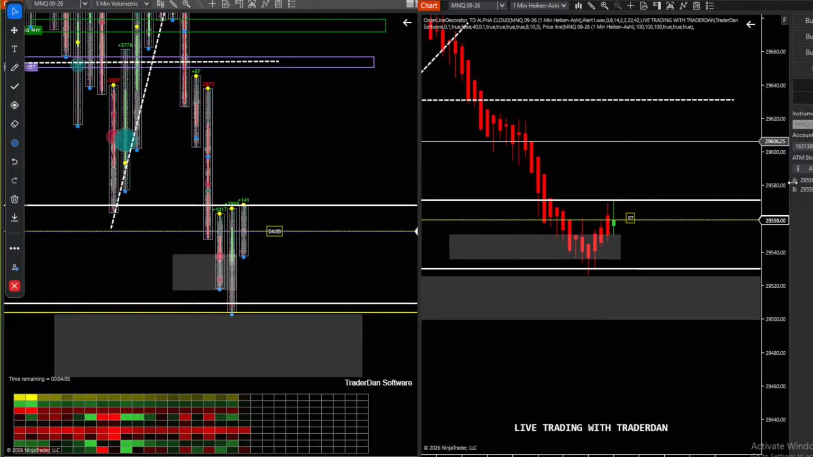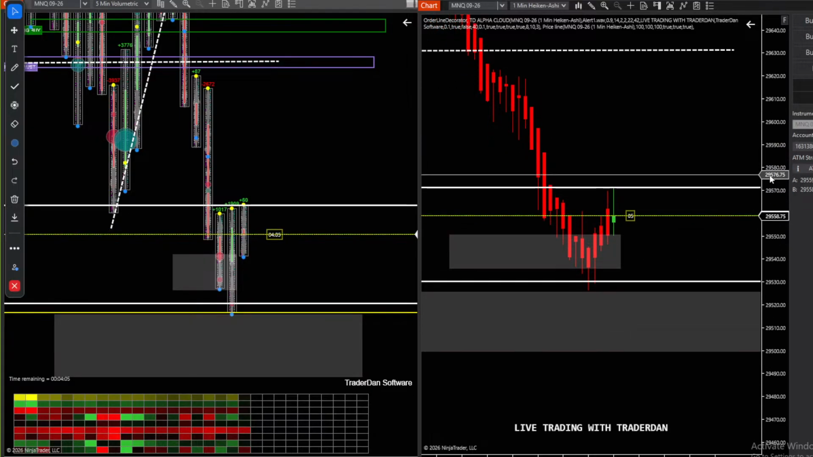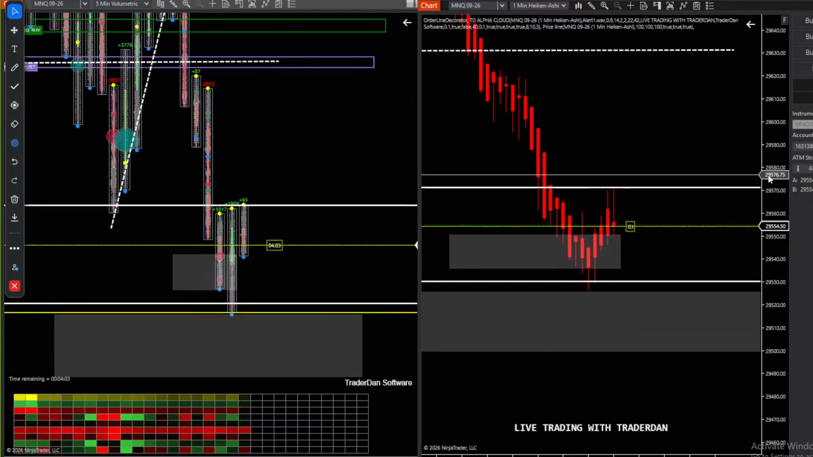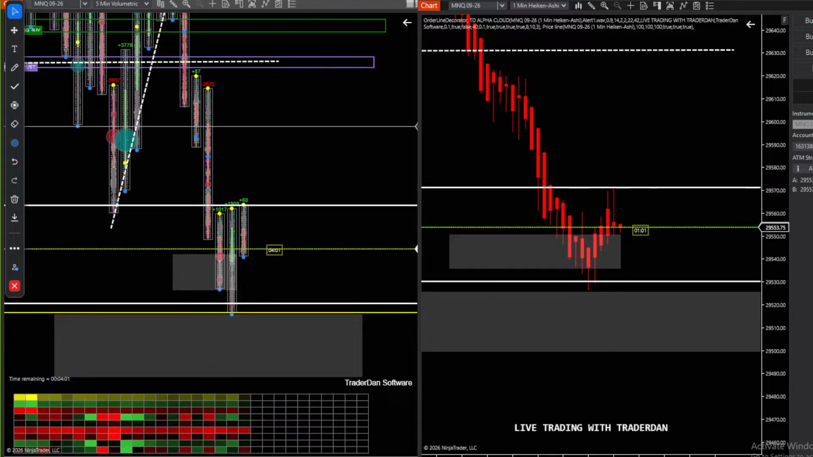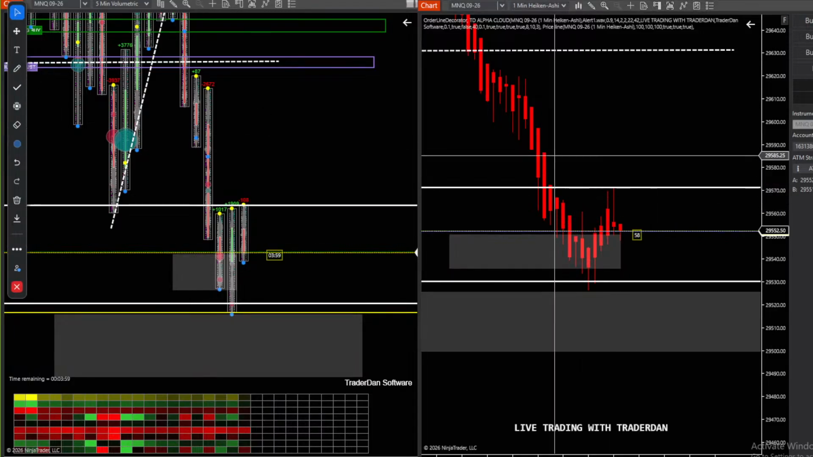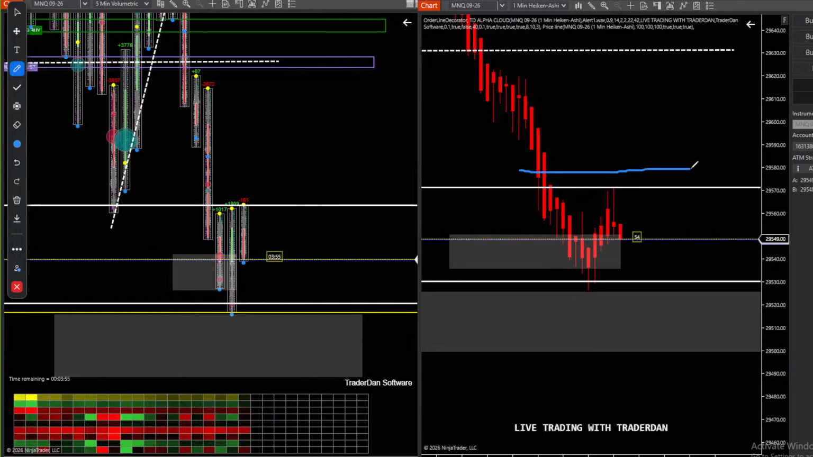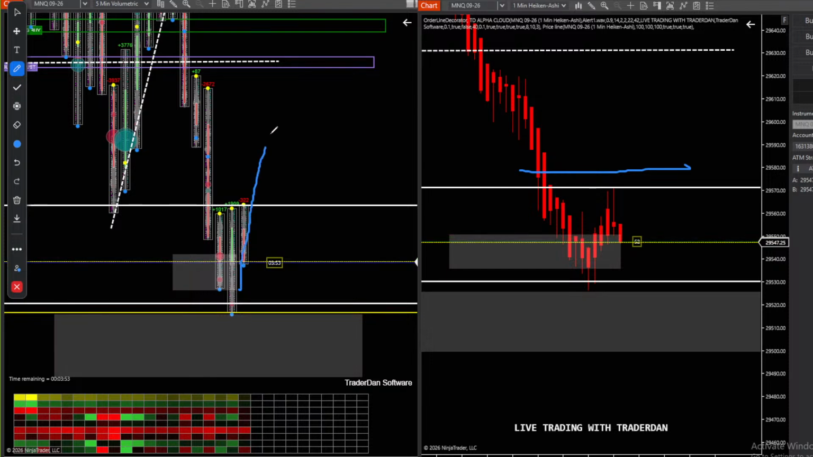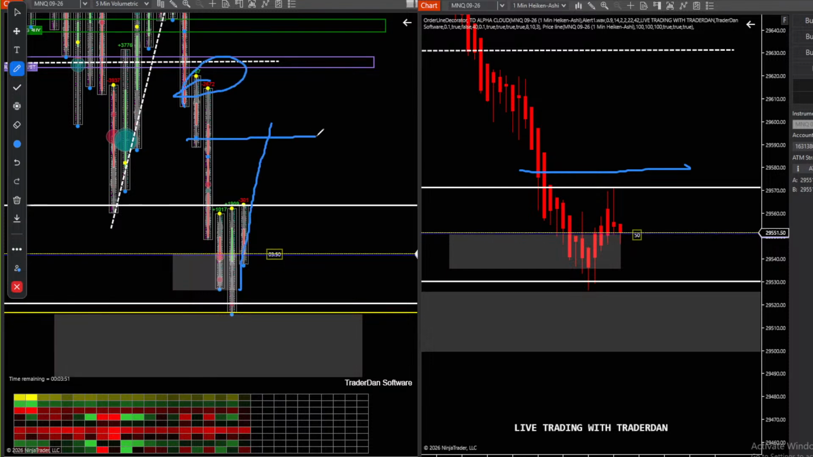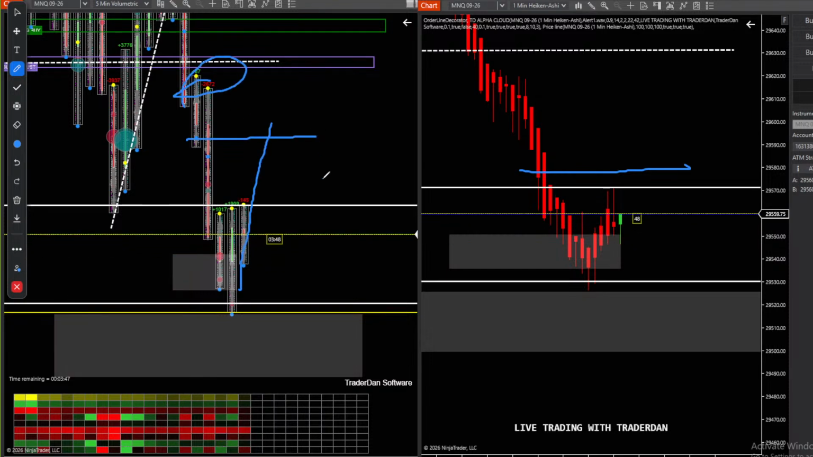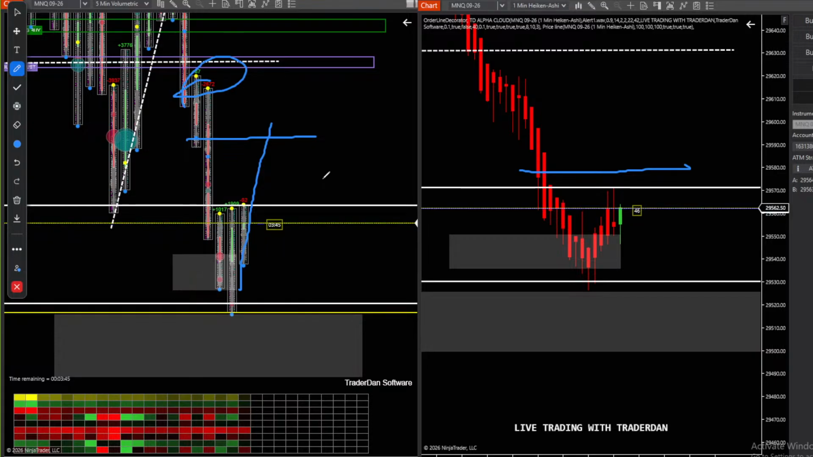$576 would be my target, just above this white line. Right in here, $576. That puts you back in 50% of this bar. That's why. The sellers came in right here. The sellers came in here. I think you got a chance of hitting that 76 level.